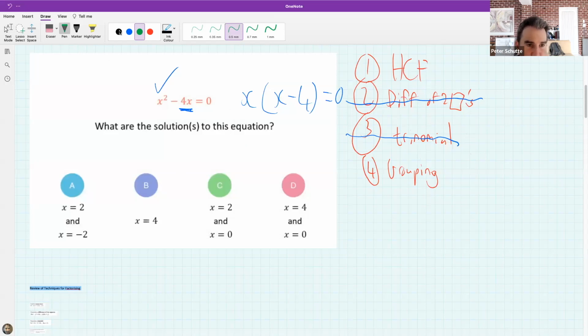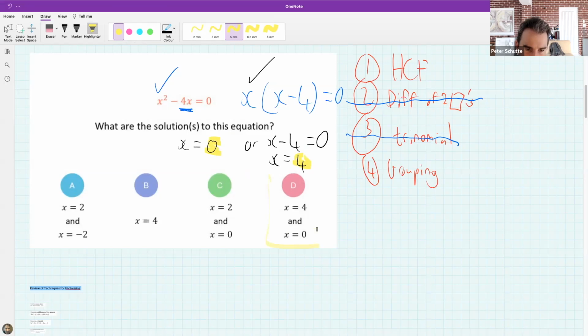So step 1, standard form, yes. Step 2, factorize. Step 3 is split. So for step 3, we say x is 0 or x minus 4 is 0. And then for this part here, we say x is 4. And so my two answers are going to be 0 or 4. And so the correct option is going to be D over here.